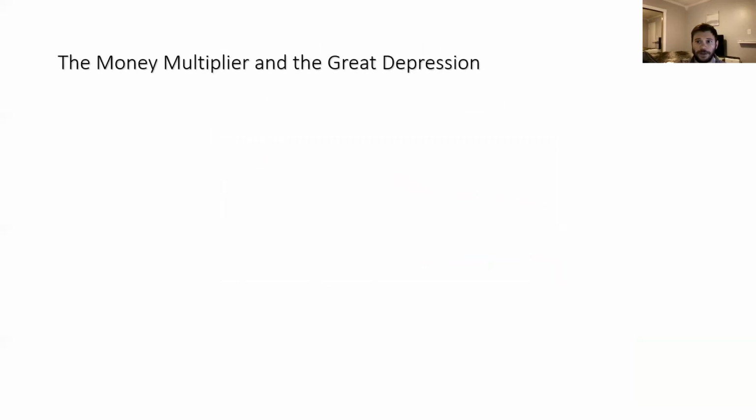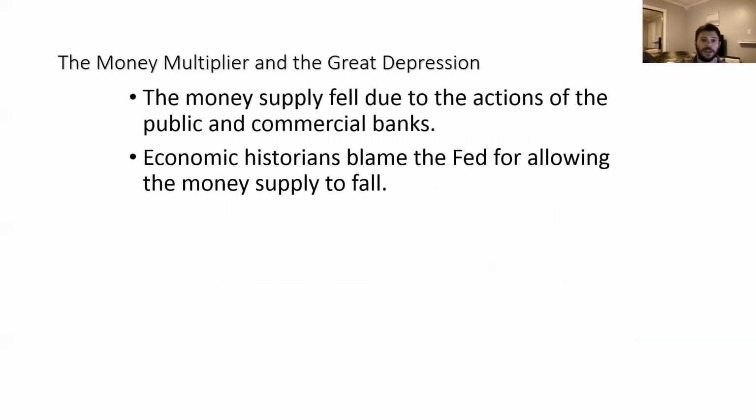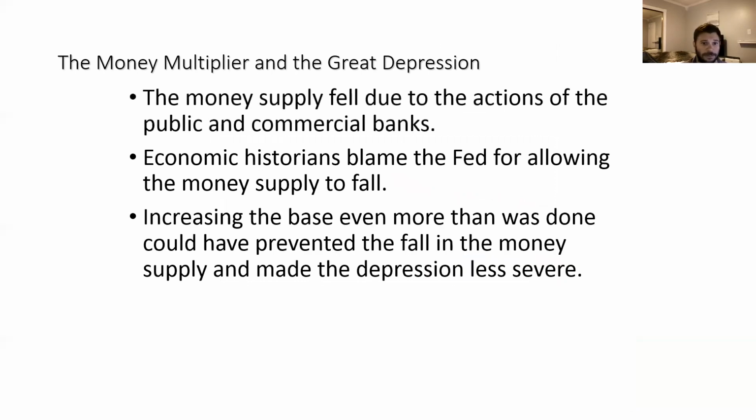So again, the money supply fell due to the actions of the public and the commercial banks. The fall in the multiplier was not the fault of the Fed in and of itself. However, historians blame the Fed for allowing the money supply to fall and not aggressively increasing the base enough.